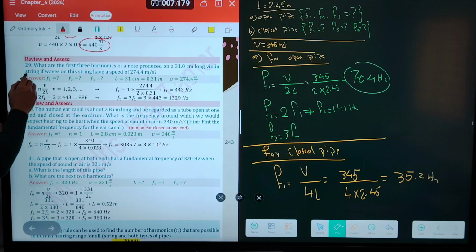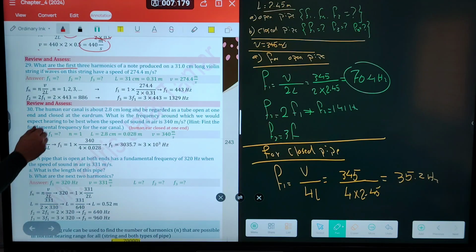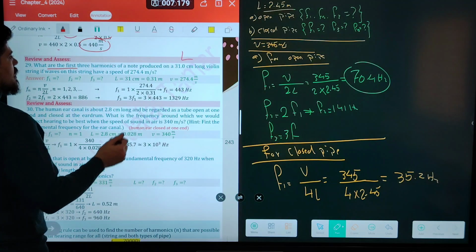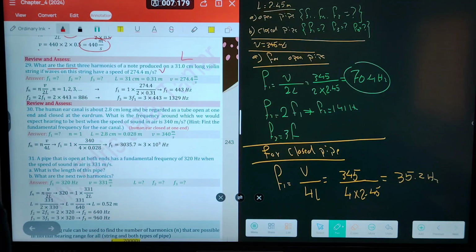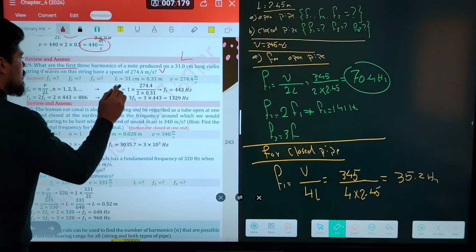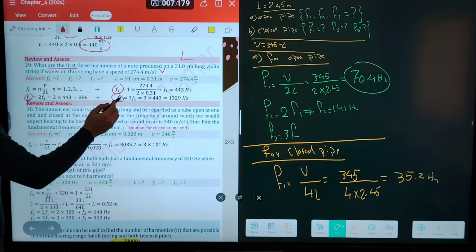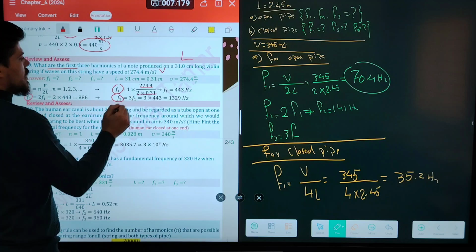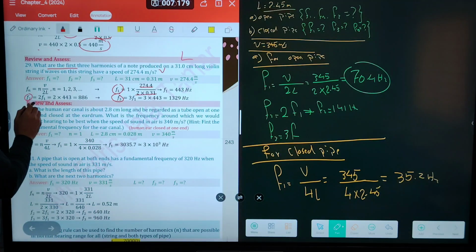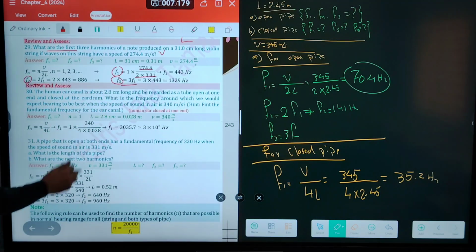Question 29. What are the first 3 harmonics of a note produced on a 31 centimeter long violin? This is L and this is V. What is unknown? The first 3 harmonics. F1, F2, F3. F1 is equal to V over 2L. F2 is equal to 2F1. F3 is equal to 3F1. It's too easy, guys.